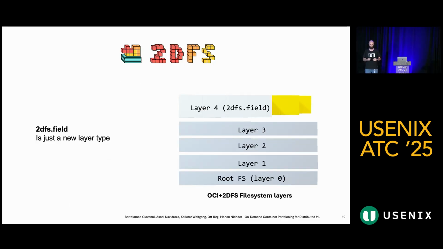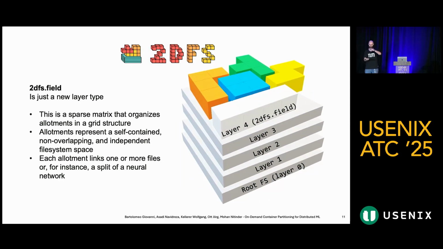All we did is simply introduce this new layer type, which is 2DFS. Then, as you can see from this image, this is just another layer at the end of the day, right? But if we take a look from a different perspective, this is actually slightly different compared to the other layers. This is why we call it 2D. It's basically two-dimensional. This layer is a sparse matrix that organizes all the files into blocks that we call allotments. And each allotment, bear in mind this definition because it will be interesting later, is a self-contained, non-overlapping, and independent file system space.